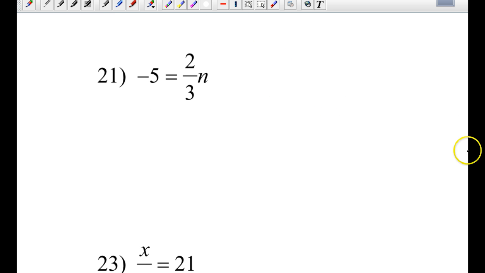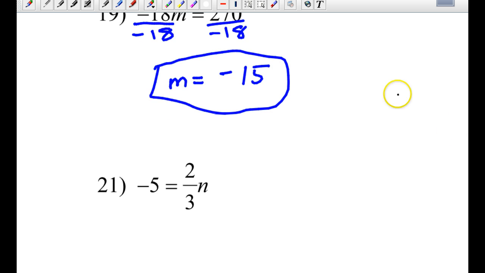Same idea. Let's keep both of these on the screen. Our goal was to get 1m here. Our goal is to get n here, 1n. So 2 over 3 times what equals 1? What can I multiply by 2 over 3 to get 1? 3 over 2. That's what we call the reciprocal.